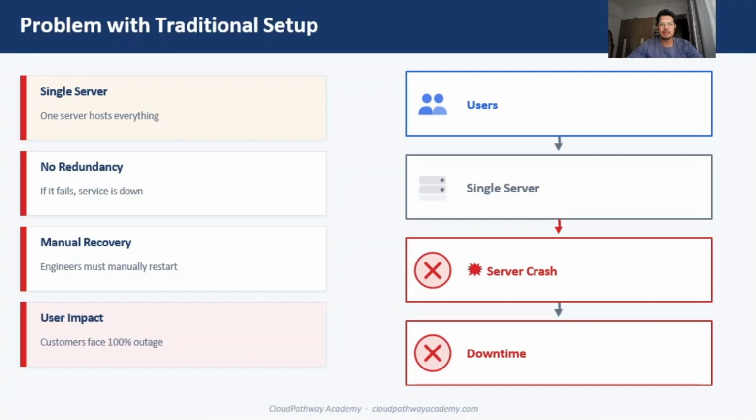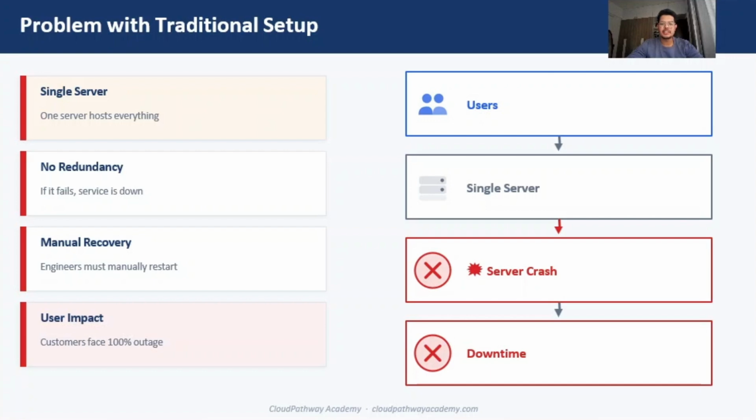Now let's understand why traditional setups fail, and they do fail, often at the worst possible moments. Imagine a classic setup. You have a single server hosting your entire application. All your users connect to that one machine. Everything works beautifully until it does not. That server's hard drive fails, or it runs out of memory under peak load, or a routine OS update goes wrong. What happens? Your entire application goes down. Every single user gets an error, and it stays down until your team can manually diagnose and fix the issue, which can take minutes, hours, or even longer.